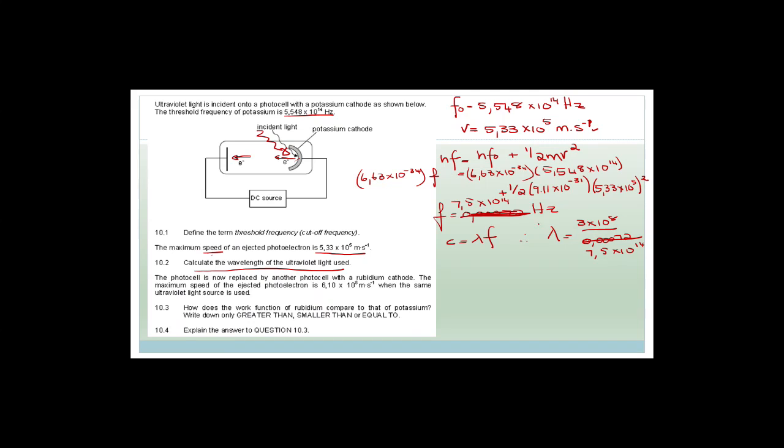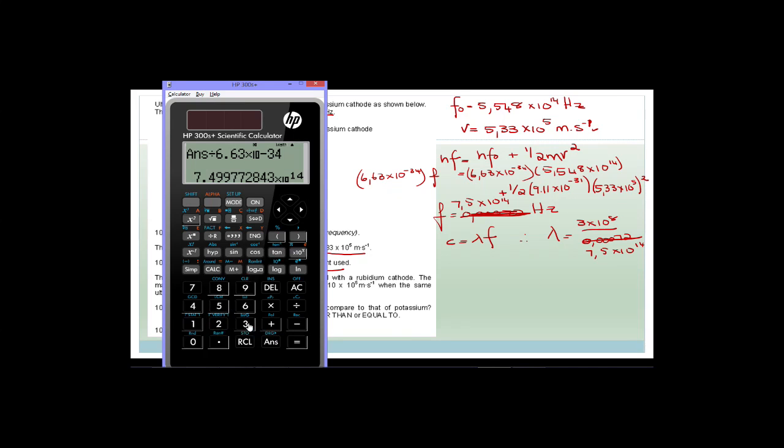So now that we've got that, let's work out what our wavelength is going to be. The wavelength is going to be 3 exponent 8, because c is the speed of light, which is 3 times 10 to the 8, divided by 7.5 exponent 14 equals. So that is 200, let's see if we can get that into it.